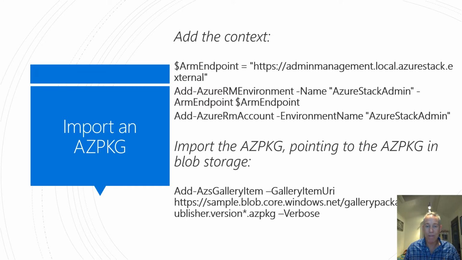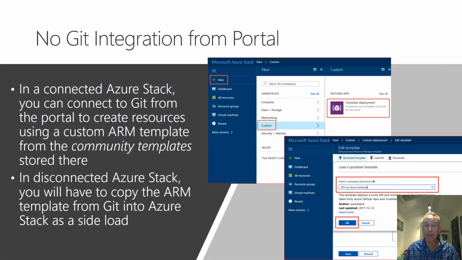So here's an example of the actual command. You can see we point to our Azure Stack, we connect up to it with an Azure Stack admin account, and then you use the add Azure Stack gallery item cmdlet pointed to a particular place in blob storage, and you define what it is you want to suck up. In this case, it's an Azure package. So that will appear in the marketplace.